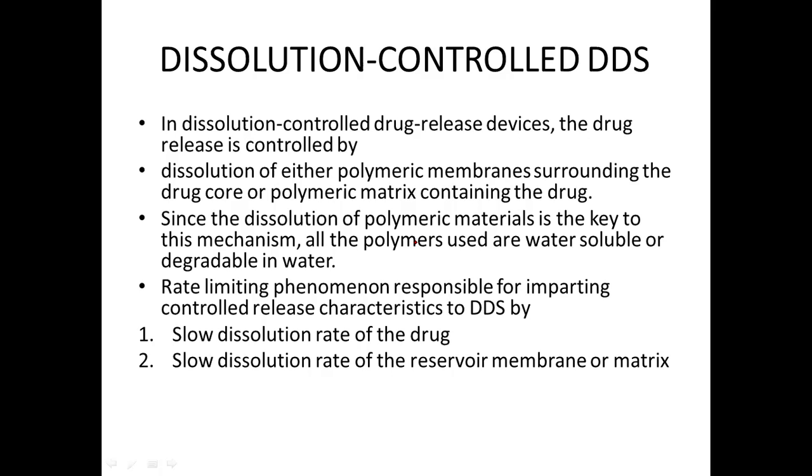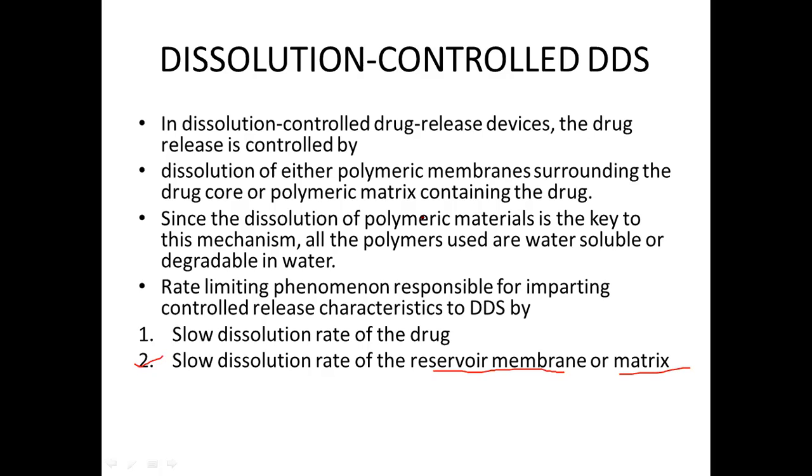The second is drugs that transform into slow dissolving forms when they come in contact with GI fluids or the internal environmental conditions, like ferrous sulfate. So these are the two systems by which a slow dissolution rate of the drug is achieved. Then the second way is a slow dissolution rate of the reservoir membrane or matrix. As already discussed, these are the dissolution, diffusion, or erosion controlled drug delivery systems.